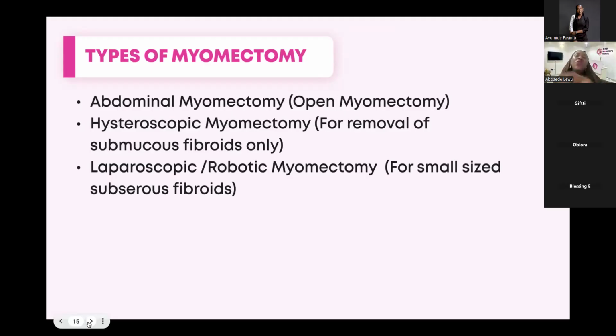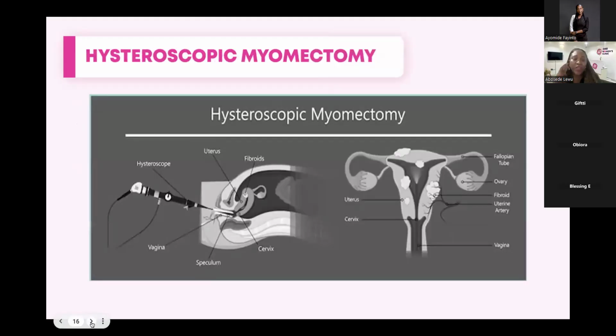Now, of course, not all fibroids can be removed like this. It's the one that is inside that cavity. It's almost like the way they position you to do either a high vaginal swab or pap smear. That's the position, and that's where they go in. And we also have the laparoscopic one, which is a minimally invasive one.